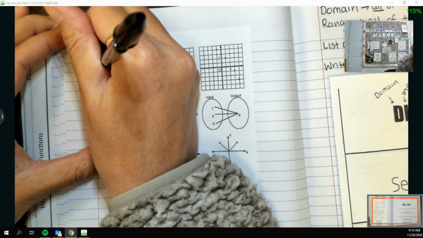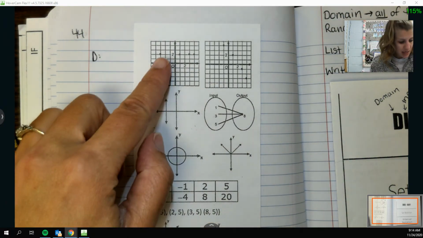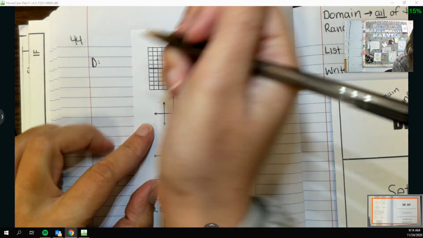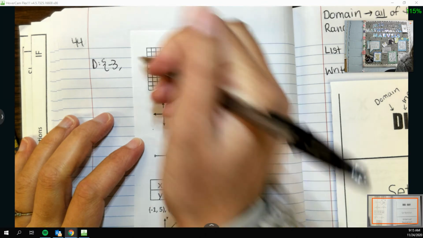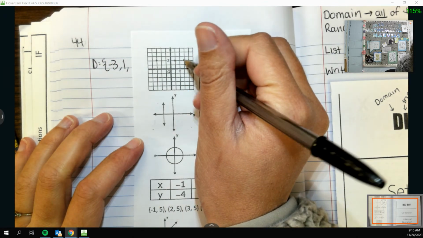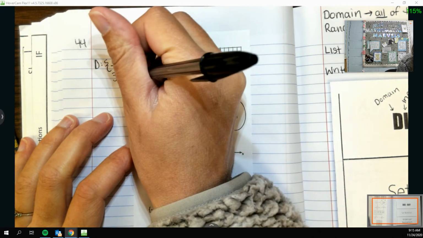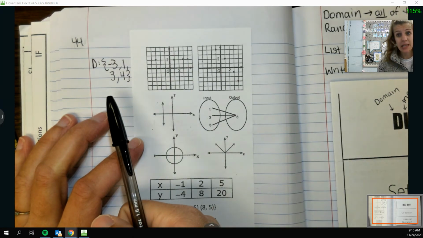If I were to name the domain values, I can just name them all because there's just a couple of points on here. This point right here is at the x value of -3. Then I have another point here, which is at 1. And then I have one over here at 3. And then I have a point here at 4. And that's it. There are no more points.